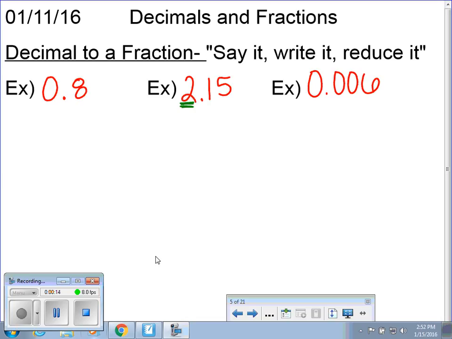So from class, we said that to convert a decimal to a fraction, we say the decimal number, we write down what we hear, and if we can, we're going to reduce it. Or in other words, we're going to simplify it.